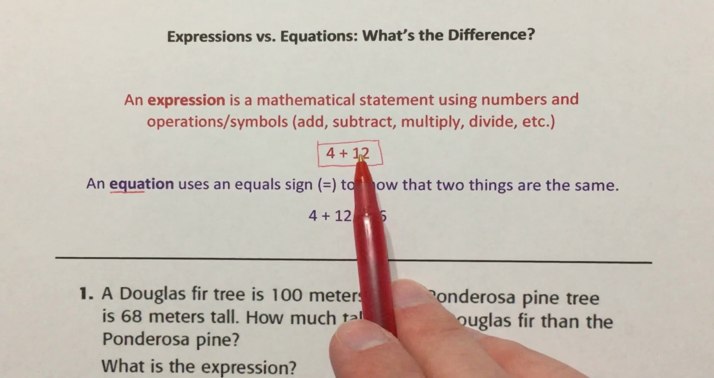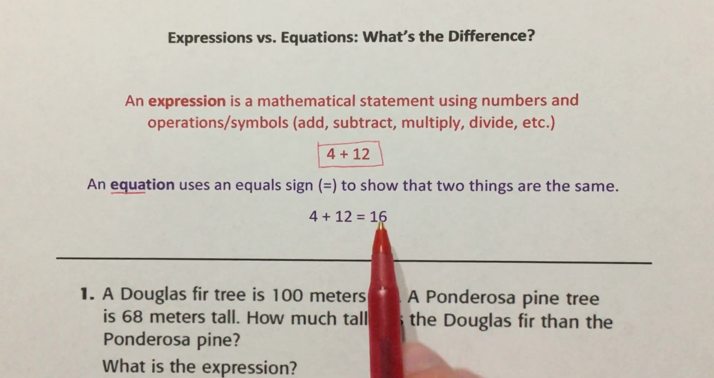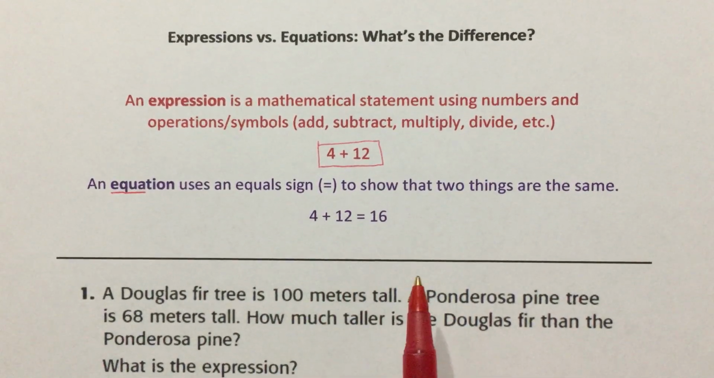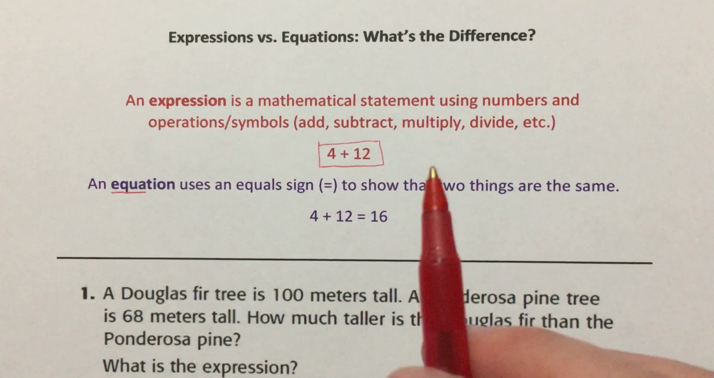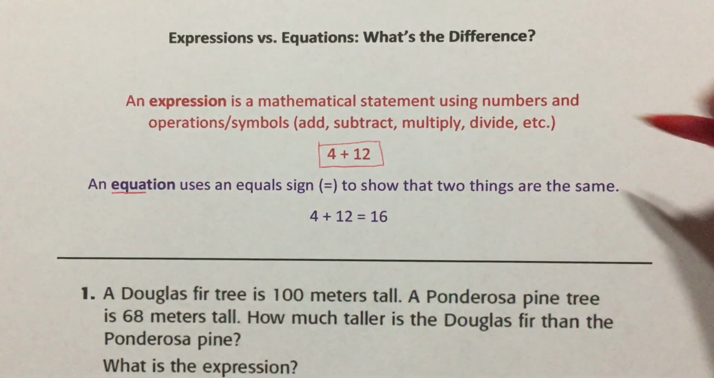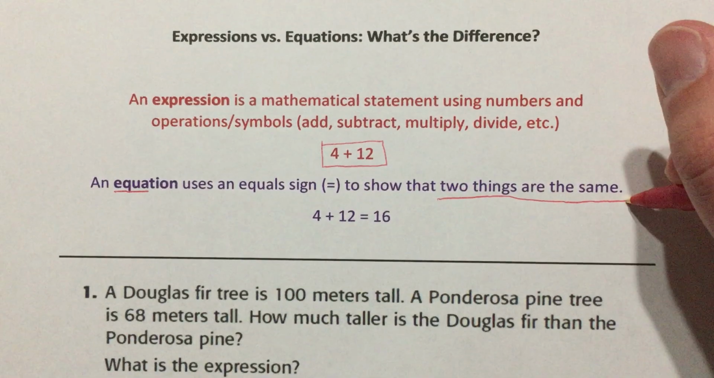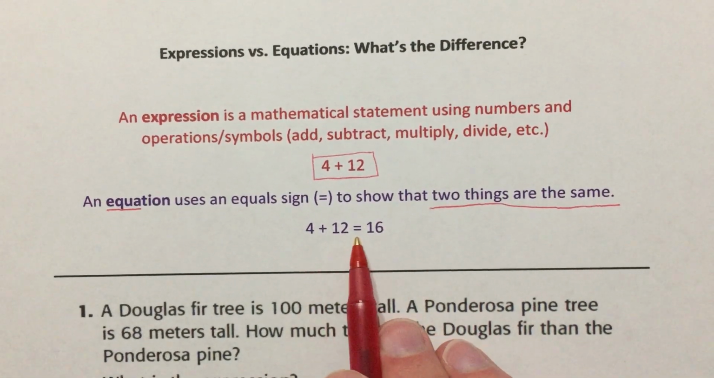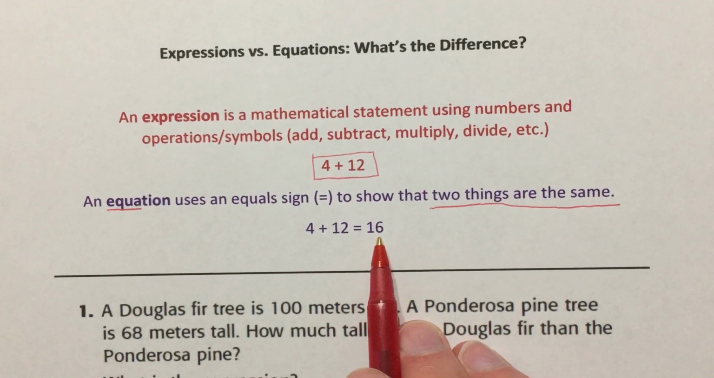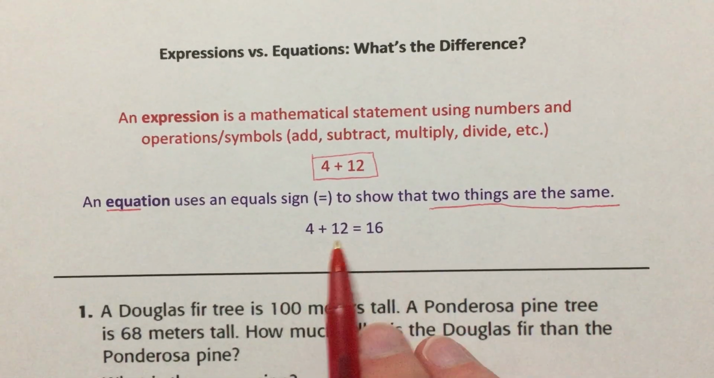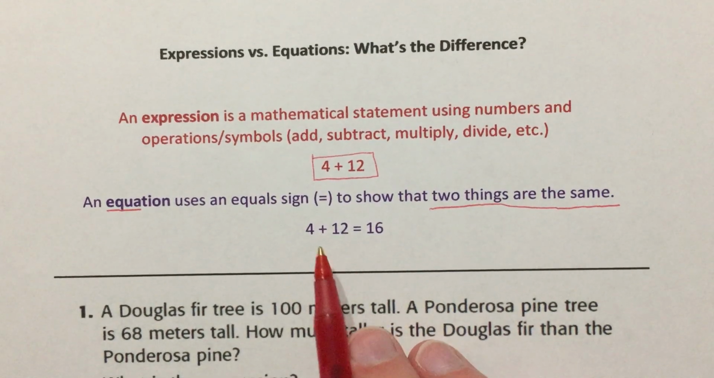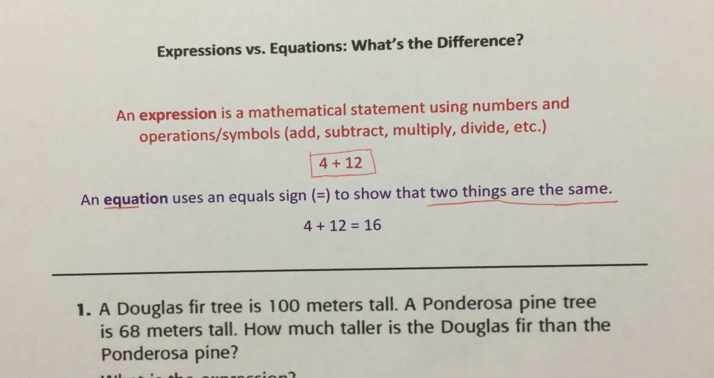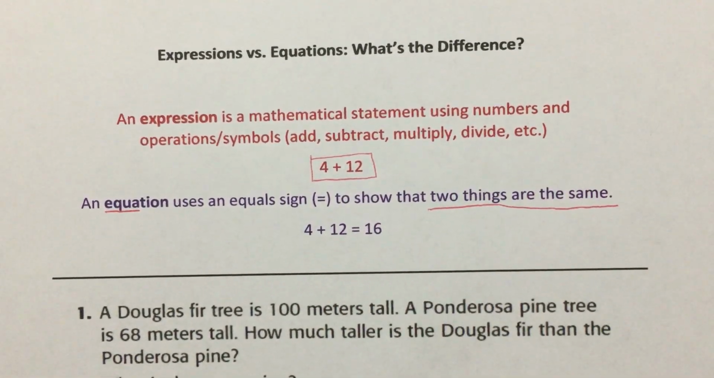So up here we have 4 plus 12. That's an expression. But the second that you put an equal sign on here, that's an equation. But one other key piece. An equation shows that two things are the same or equal. So 4 plus 12 equals 16. It does, in fact, equal 16. You got to make sure that both sides have the same number then. 4 plus 12 is equal to 16. Does 16 equal 16? Yes, it does. So that would be an equation.